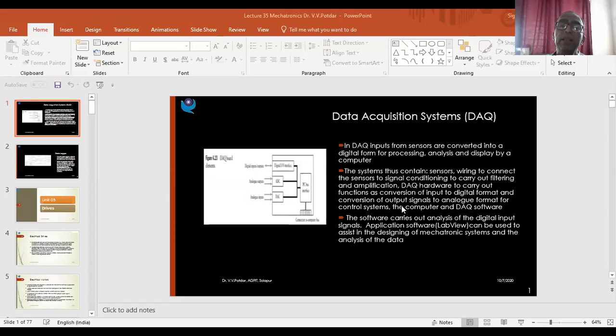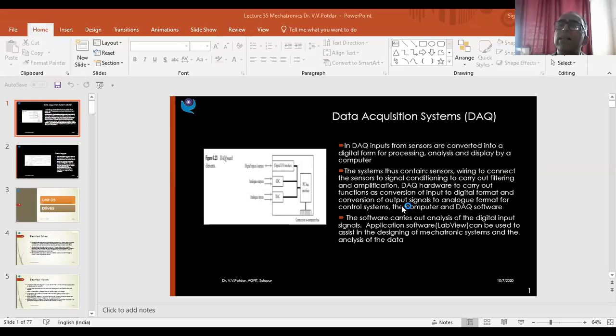So in such a situation, whatever conditioned signal I have, or whatever data I have accumulated through my sensors and transducers, that data needs to be given to a microprocessor, and the microprocessor, or microcontroller, or a computer processes that data, and it suitably modifies that data, either by using some data processing algorithms, so that it can be made more meaningful.